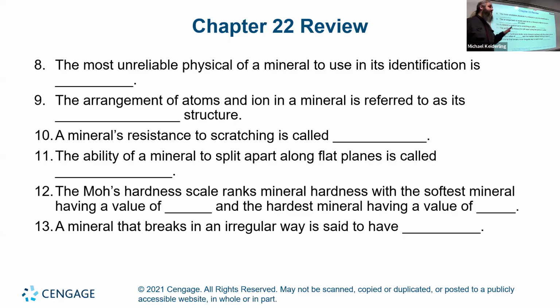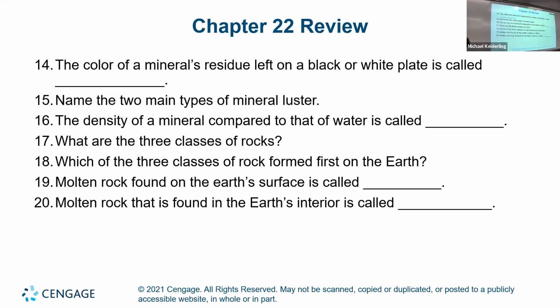And this is just a relative scale, not an absolute hardness scale. The Mohs hardness, like the jump from 9 to 10 is much bigger than any of the other steps, for example. A mineral that breaks in an irregular way is said to have fracture. The color of a mineral's residue left on a black or white plate is called the streak. It's the color of the powder of the mineral. The two main types of mineral luster are metallic and non-metallic. The density of a mineral compared to water is called its specific gravity.